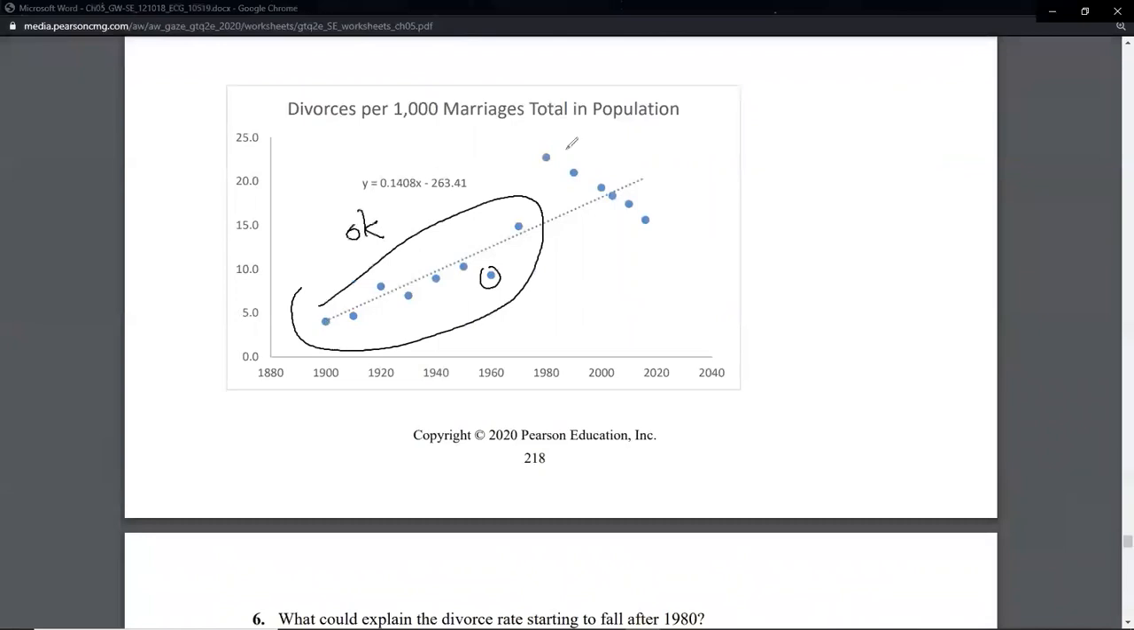So this is okay, but in this region over here, it is completely terrible as a predictor because the line of best fit is going up, but these dots are showing a downward trend, in fact. The divorces are actually becoming fewer and fewer. So what's going on with this? What could explain the divorce rate starting to fall after 1980 and this model becoming garbage?